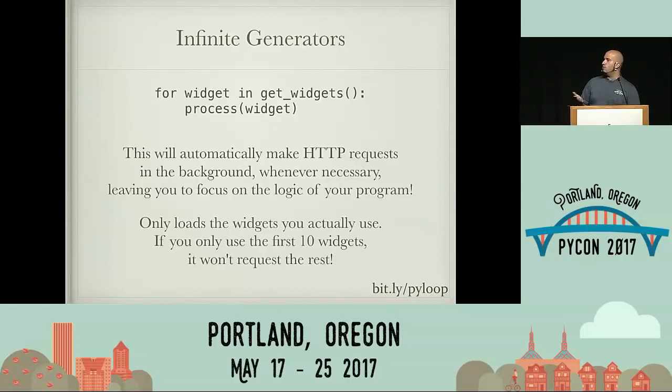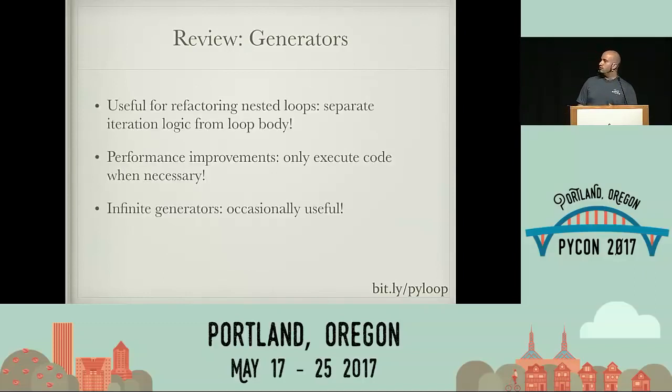So you can just say for widget in get_widgets, process them. So it's not only more efficient because it only loads the widgets that you need, but it's simpler to understand as well, which is great. So generators are very useful for refactoring nested loops and for separating the iteration logic from the loop body. They'll also give you performance improvements if you find yourself in a situation where you have more items in the backlog than you actually need to process. And infinite generators can be occasionally useful, particularly when you're dealing with paginated APIs.